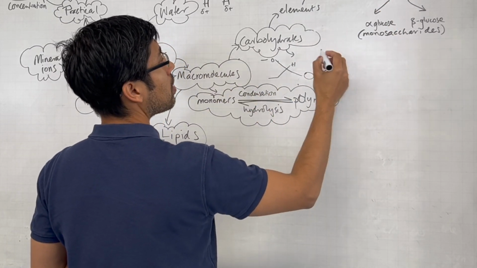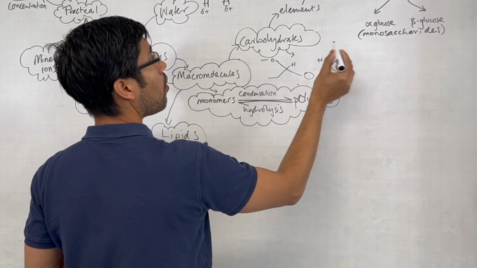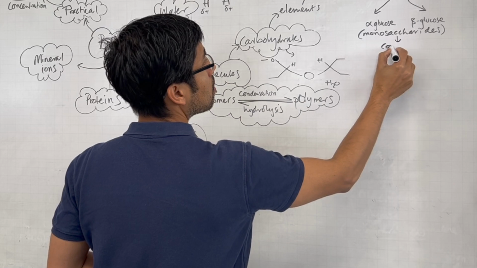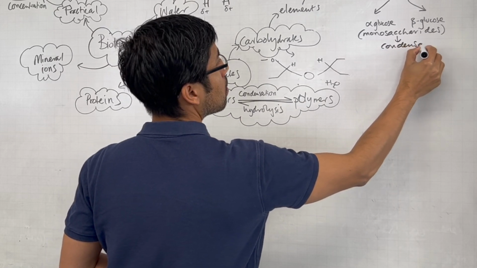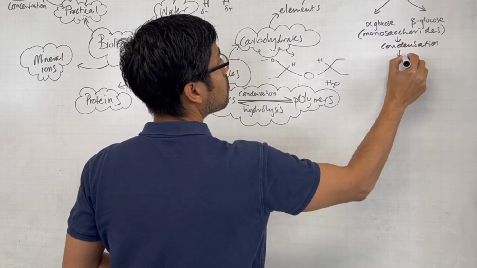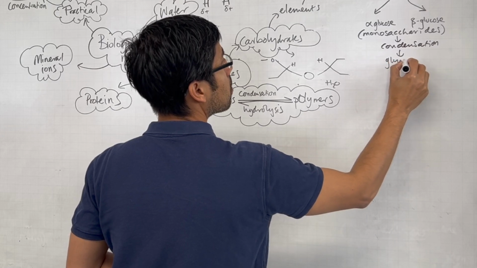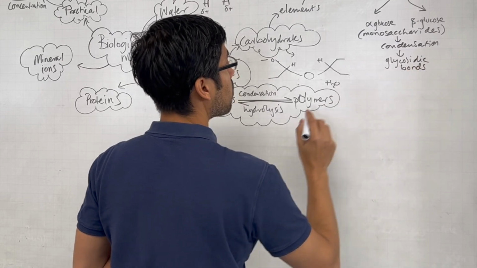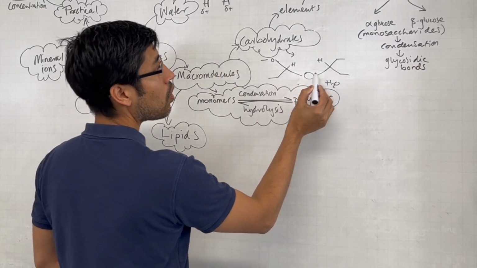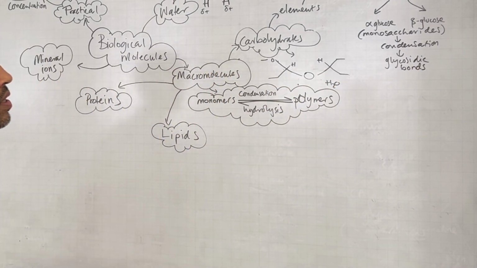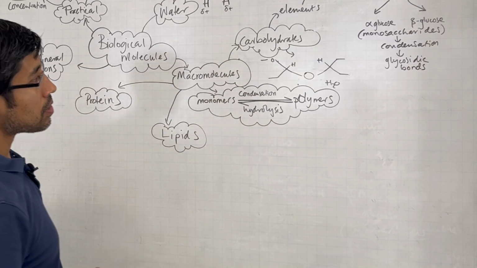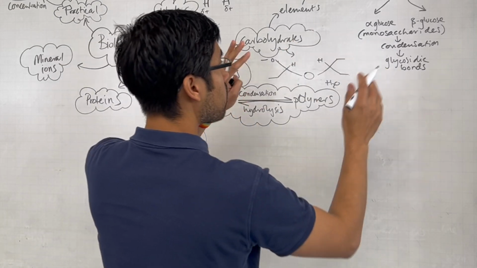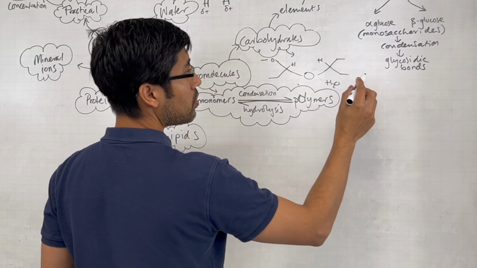Monomers undergo the process of condensation producing glycosidic bonds, and just remember that COC arrangement, and you should be okay with that. Now let's move on, right? So the types of molecules that we can make are a few, okay?